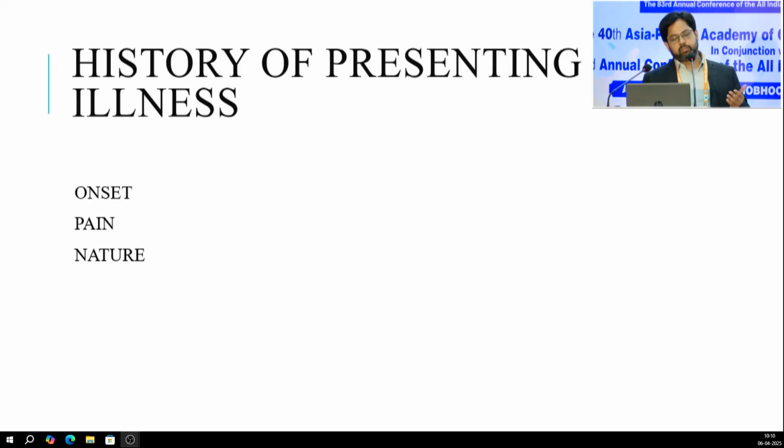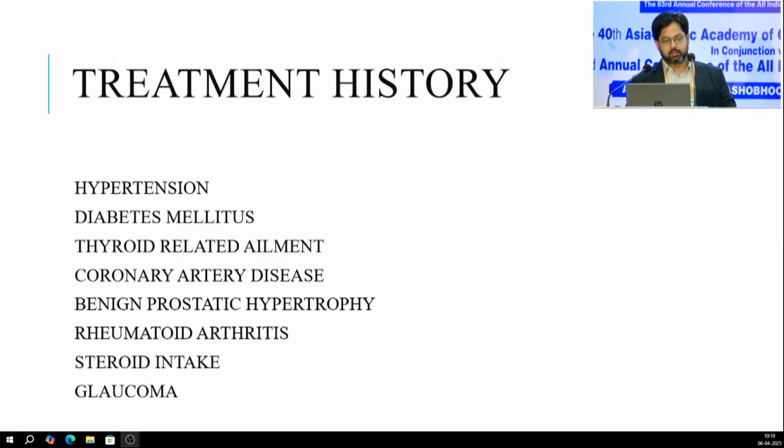Now, in the history of presenting illness, we must inquire about the onset, if it is definitely diminution of vision because of cataract. We need to know whether it is painless or with pain, and whether it is progressive or stagnant. We need to know about the treatment history. Hypertension, very important. We need to know about diabetes status, thyroid-related ailments. We need to know about CADs because patients may be on blood thinners.